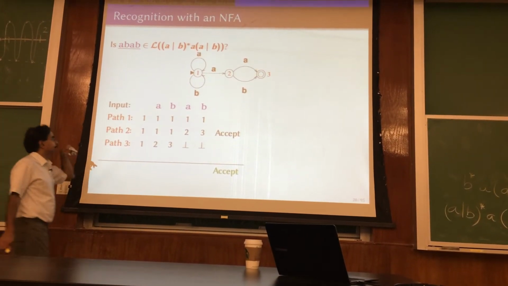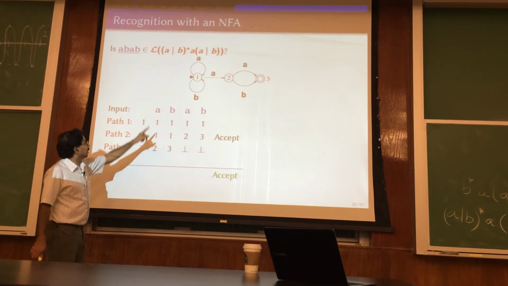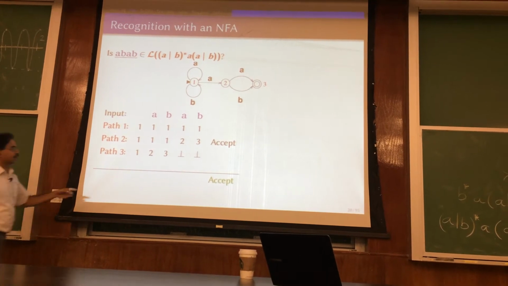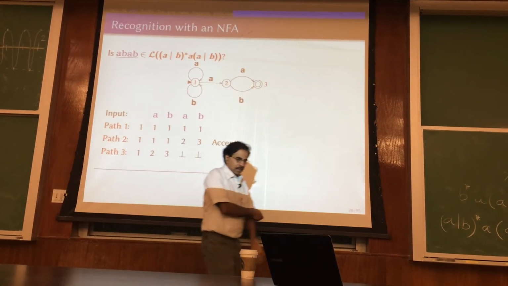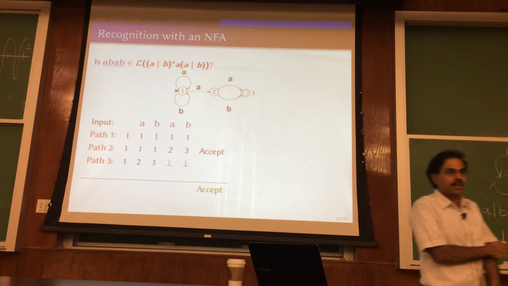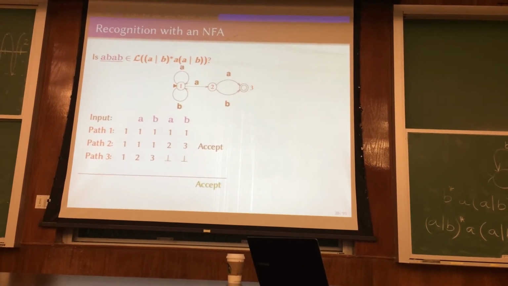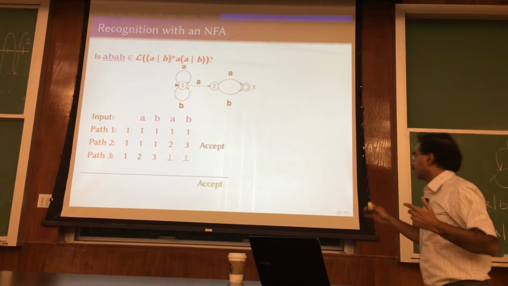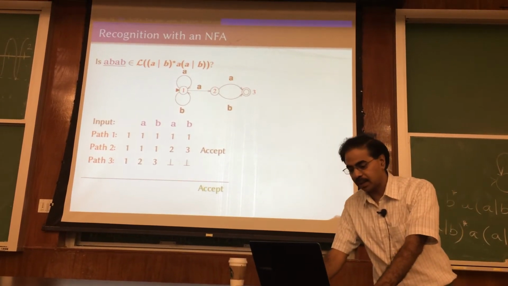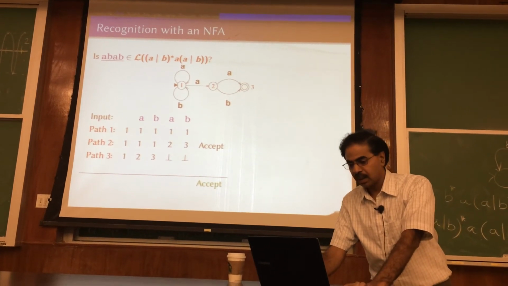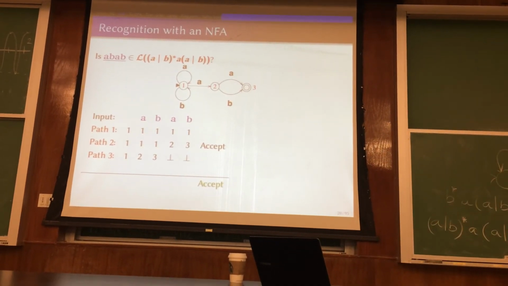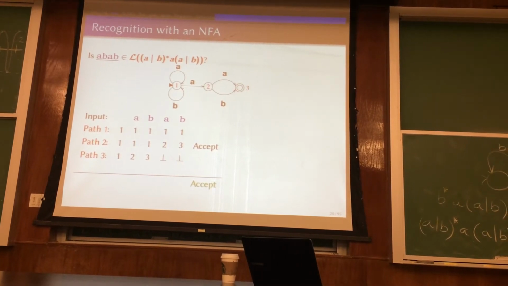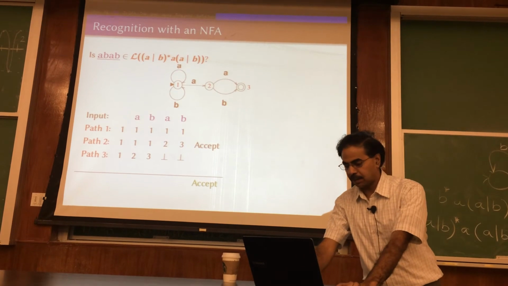And then there's a third path which eagerly goes to state 2 on the first A and then gets stuck. We use this symbol which is called bottom to say undefined. There are many contexts in which we want to say undefined and we use the symbol. So the automaton is stuck, it can't do anything, and so we say it's undefined. So there are different paths that exist, but there is at least one path that accepts, and therefore this string will be accepted by this automaton.